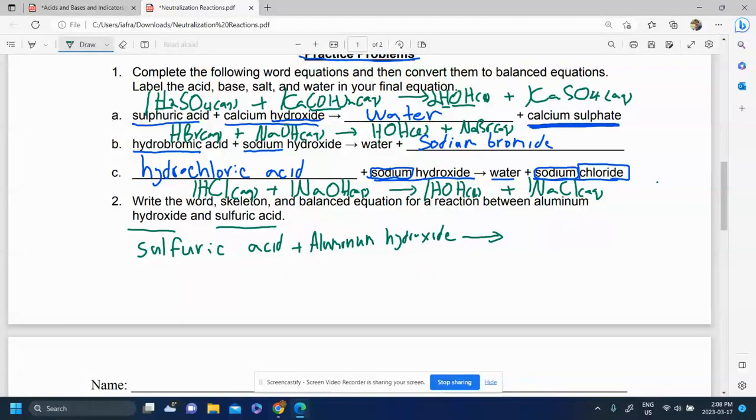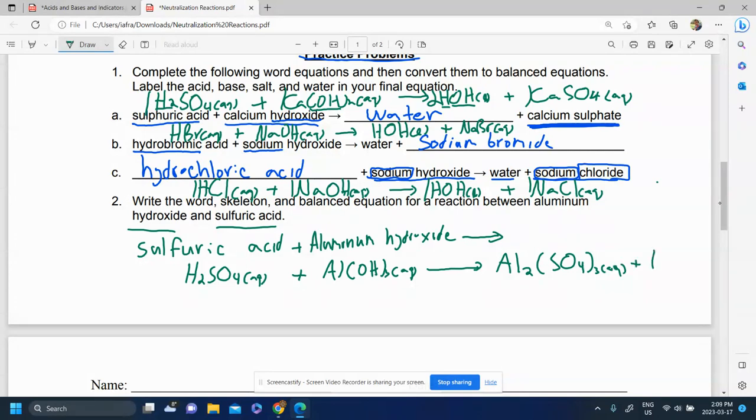And now if you're not sure of the products yet, you can actually write out the formulas first, and that might help you out a bit more. So sulfuric acid from our formula rules for acids is H2SO4(aq). Aluminum hydroxide from our crisscross and base rules is Al(OH)3(aq). We'll put our arrows. And you can tell it's basically a double displacement. The H goes where the Al was, the Al goes where the H was. And so we get crisscross between aluminum and sulfate, which is Al2(SO4)3(aq).